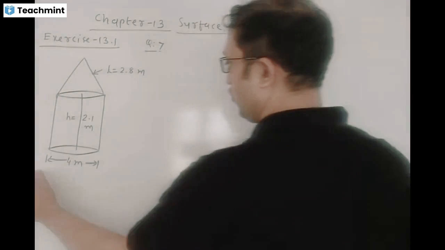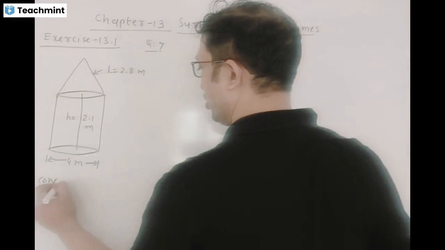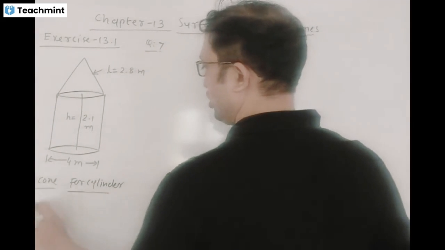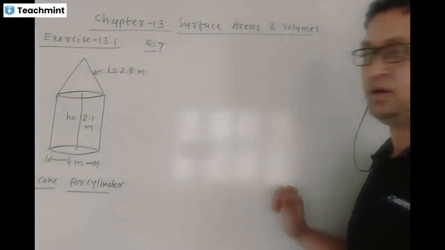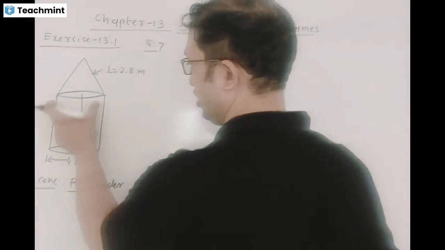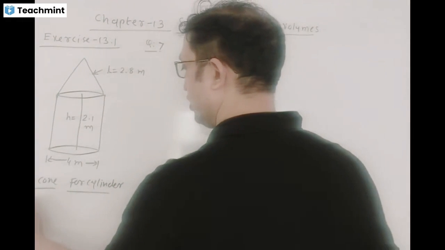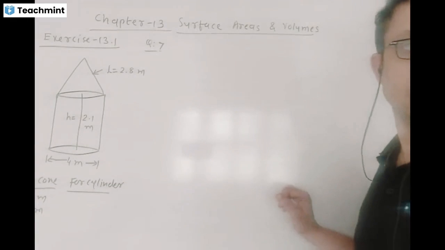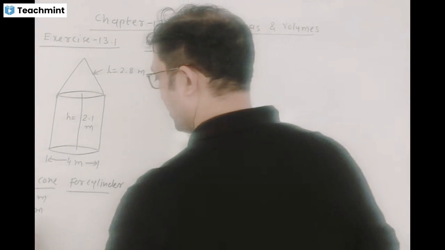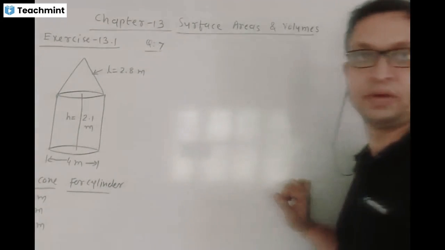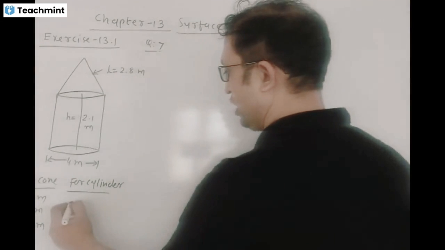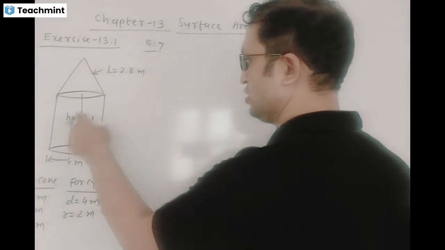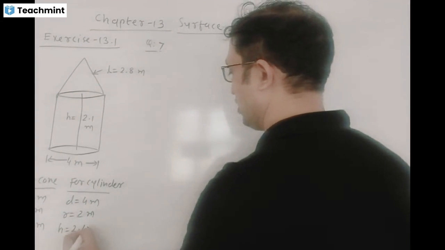There are two shapes, one cylinder and one cone. First we write the dimensions of the cone and cylinder. For the cone, the diameter is 4 meter, therefore the radius is 2 meter. The slant height of the cone is 2.8 meter. For the cylindrical part, the diameter is 4 meter, the radius is 2 meter, and the height of the cylinder h is 2.1 meter.